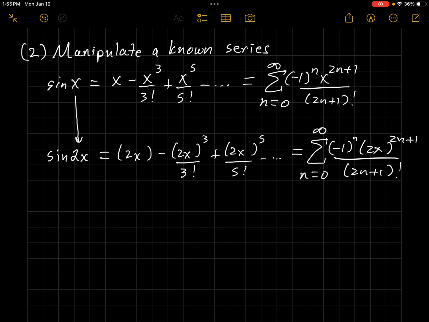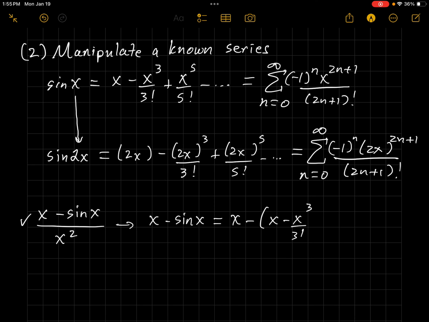Let's do another one of these, but one that looks a little bit more complicated. What if I want to do x minus sine x over x squared? How could I find this Taylor series centered at 0, also called the Maclaurin series, for this function? Well, let's look at the top on its own. Let's look at x minus sine x. And notice that's x minus sine of x, which I'm going to write out in series form.